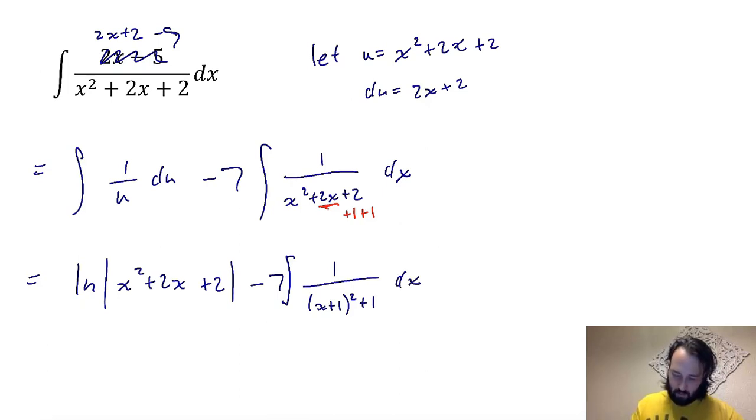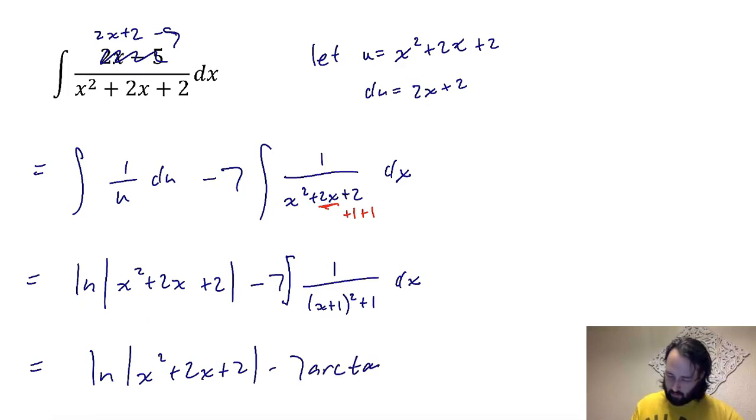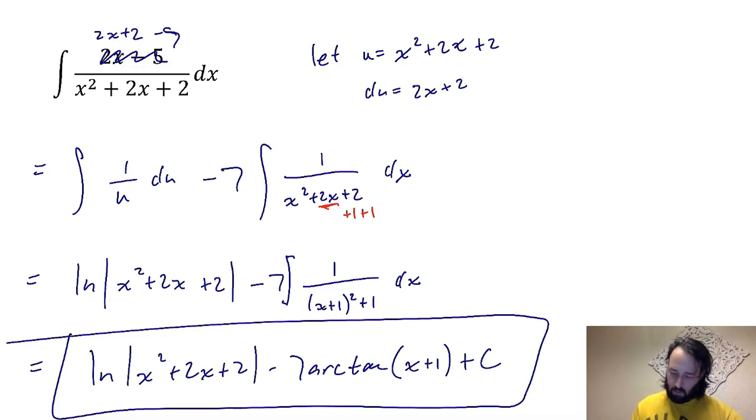All right, so now I'm going to have an arctangent. So ln absolute value, x squared plus 2x plus 2 minus 7 arctangent of x plus 1 over 1, really. So just x plus 1 plus c. Easy money. I think you could do plus 7 arc cotangent.